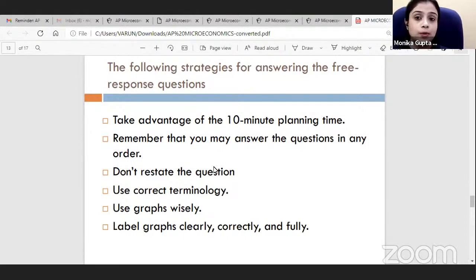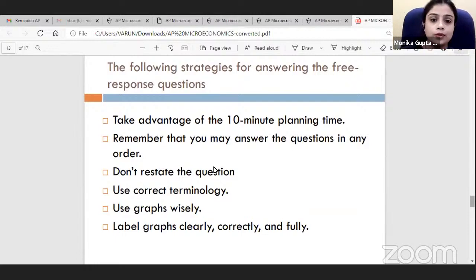But if you read that question and you know that with the help of a graph, you will be able to answer it more efficiently, then it is always preferable that you draw a graph. But whatever you are drawing, please make sure that everything you have labeled is absolutely correct. So do not take a risk in that particular thing.